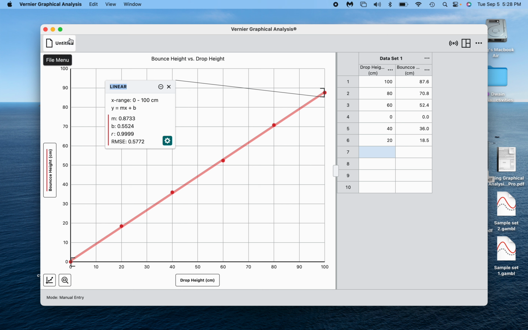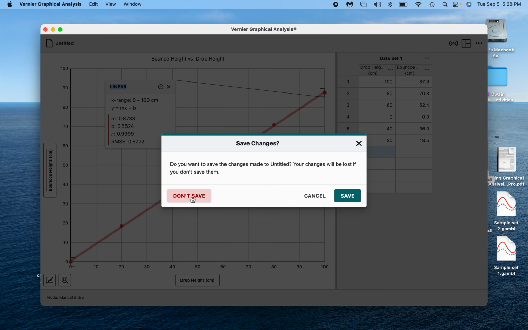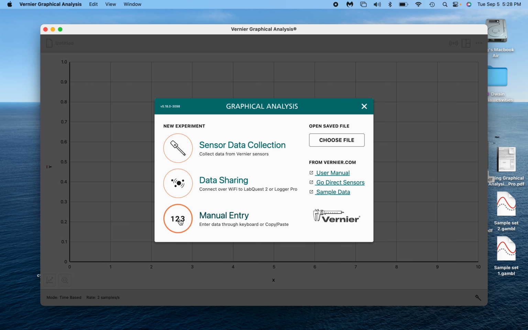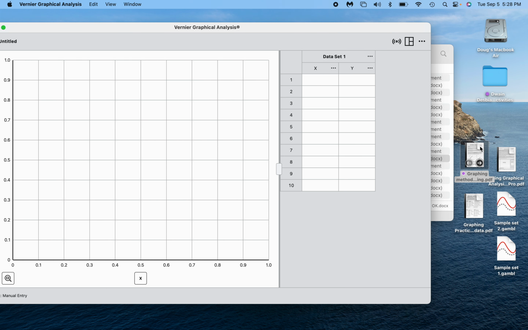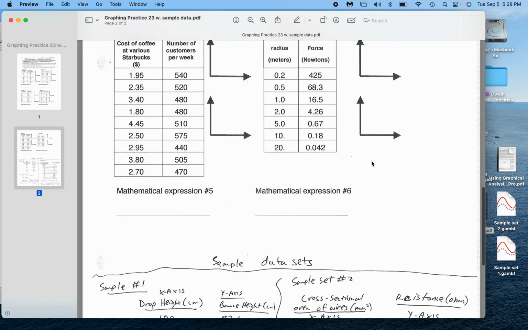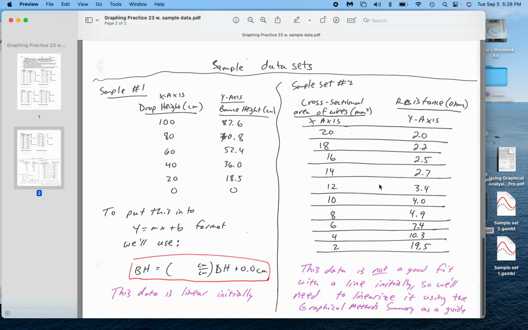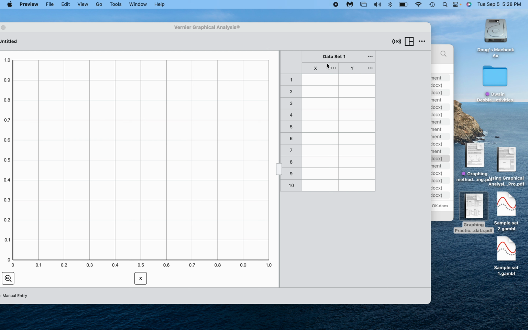So now I'm going to do a new experiment. That means this data will be deleted, and so I need to be careful about that if I did want to save it. I just recommend you screenshot the ones I ask you to do. So don't save. Again, going into the next one, this is going to be sample set 2 on that same paper that I showed you, which is this. So it's this data over here. And I'm going to click on this.